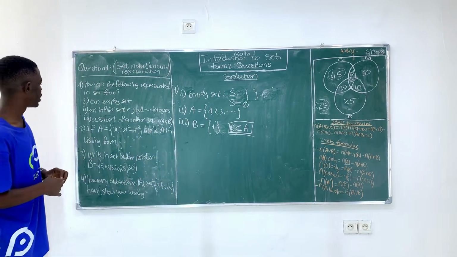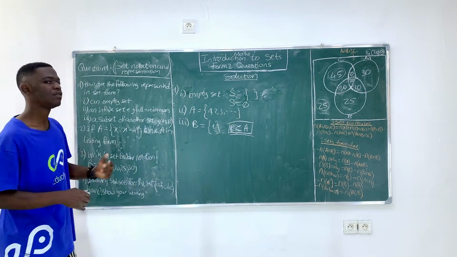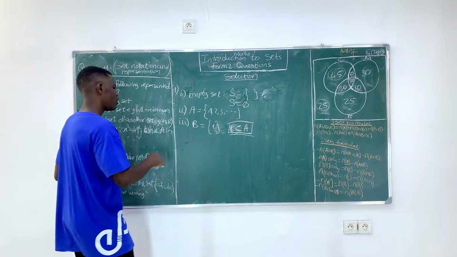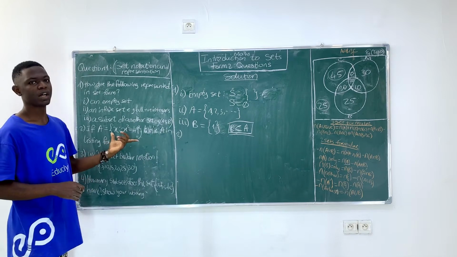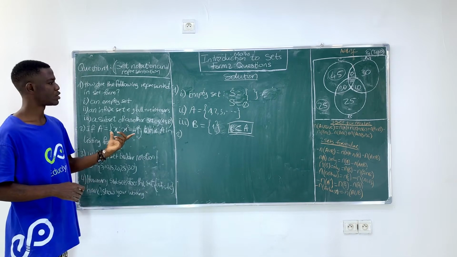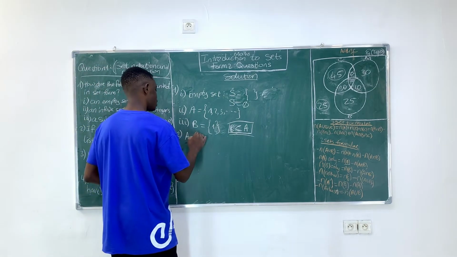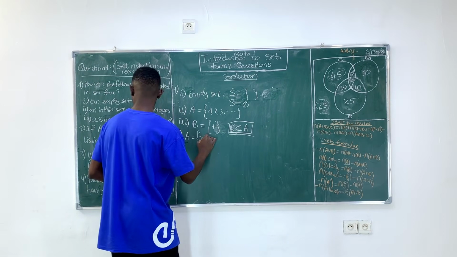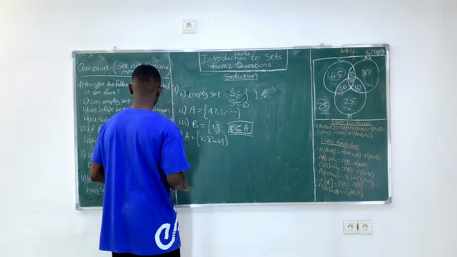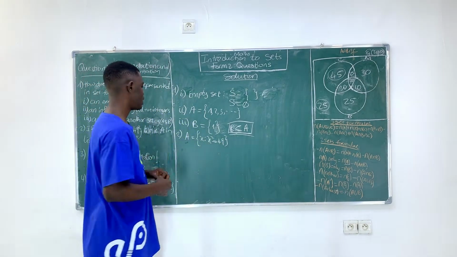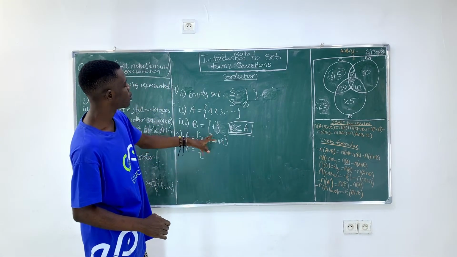Number 2 says, if A is this, write A in listing form. So how do you write A in listing form? This is already the set builder or descriptive form. So how do you write the listing form? We have A is equal to X such that X squared is equal to 49. How do I represent this in listing form?